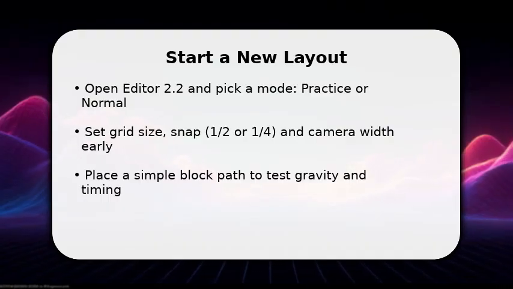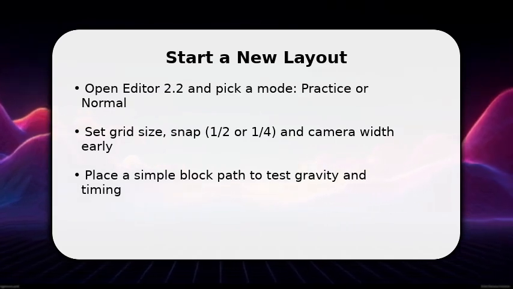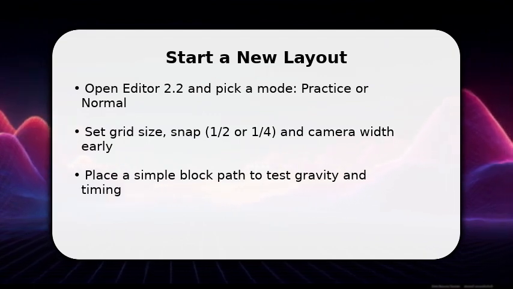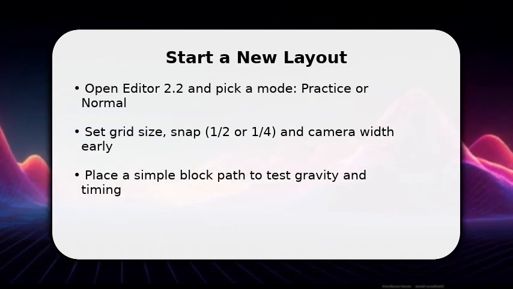You begin by creating a new level and choosing Editor 2. This matters because grid and snap affect precision. Set grid to 1/2 or 1/4 for tight platforming, then adjust camera width so obstacles appear at the right pace.